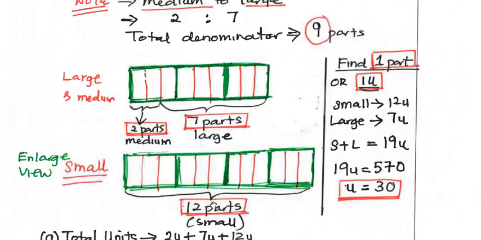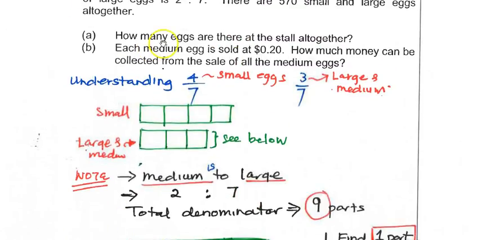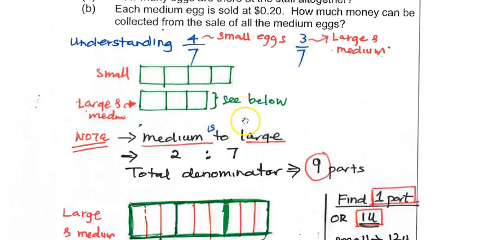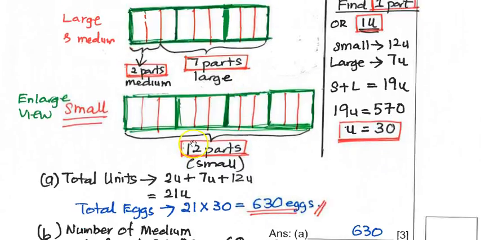So question A, total units. You can see how many there are in the store altogether. Total units, look here. Total units is 21 units. How do you know? 12 parts plus 7 is 19. 19 plus 2 is 21. 2 plus 7 plus 12 is 21.